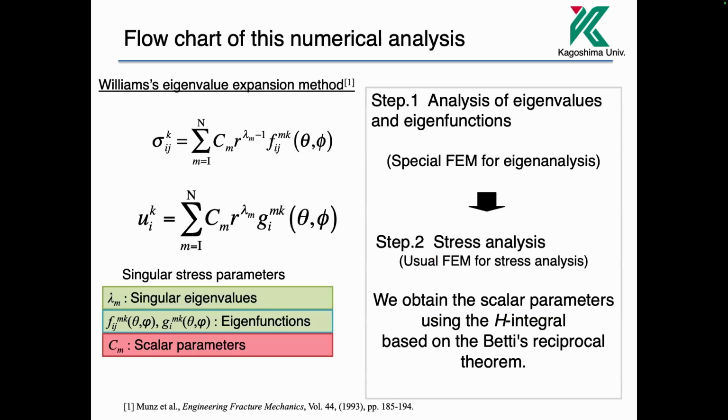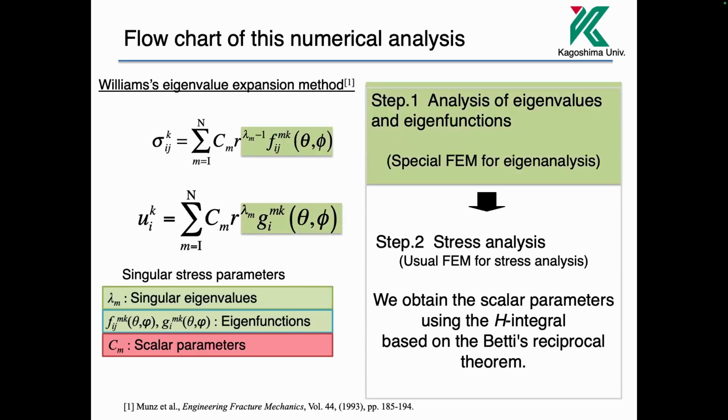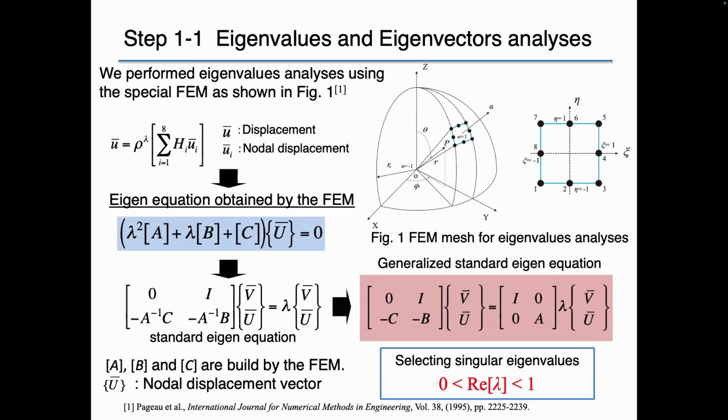So first of all, we analyzed lambda and F and G using the special finite element method for eigenanalysis. And after that, in step 2, we analyzed Cm, the scalar parameters, using the usual finite element method for stress analysis. And finally, we obtained the scalar parameters using the H integral. So we obtain the eigenvalues and eigenvectors using the eigenanalysis of the special finite element method like these figures.